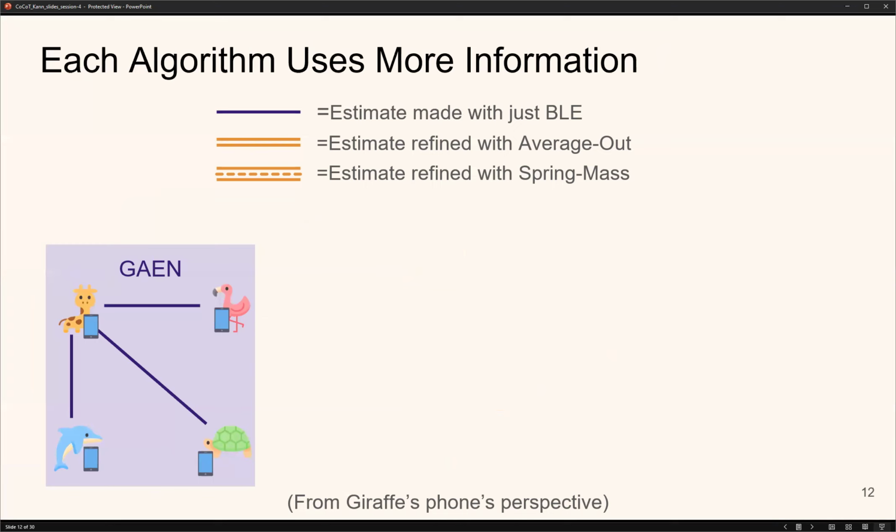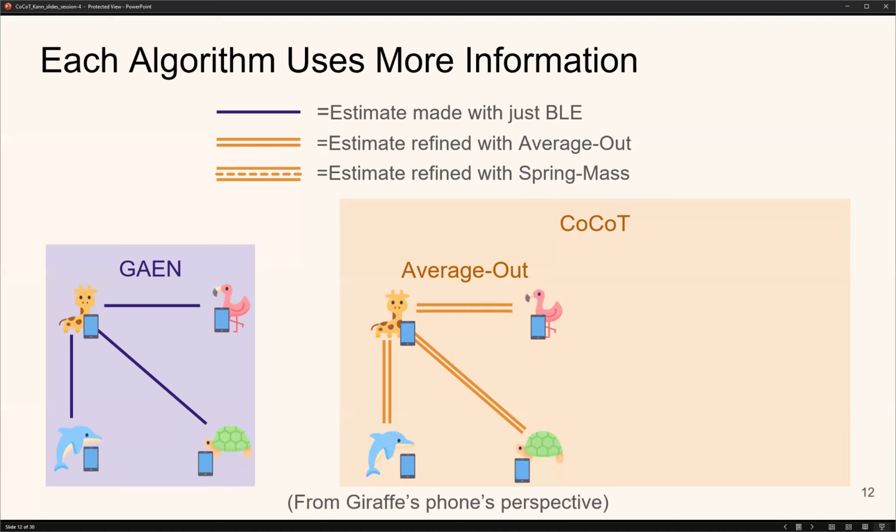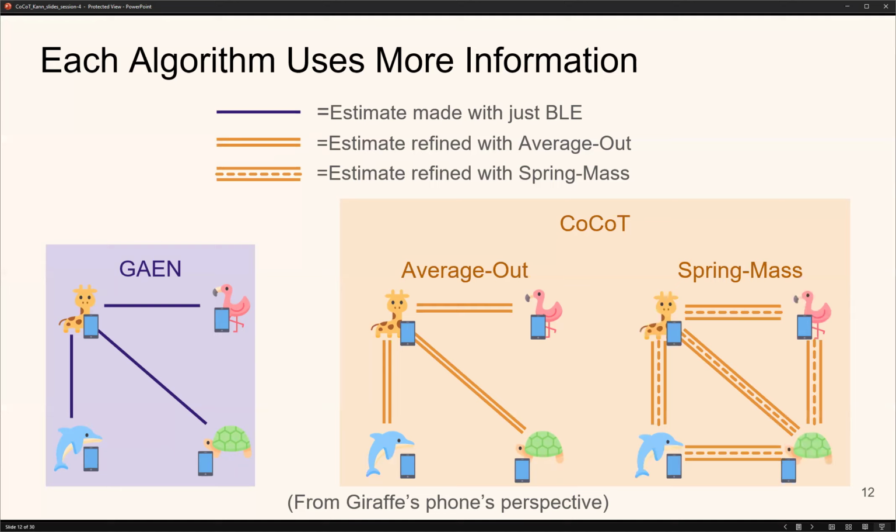So in summary of these algorithms, each of our algorithms uses more information to produce better results. Again here on the left, now annotated with purple, just uses one-way locally derived Bluetooth low-energy distance estimates. In our CoCoT collaborative algorithms, the average out uses a slightly improved 2-way distance estimate, and the spring mass uses an even more improved topological view of all the nearby devices. And the intuition being that each algorithm adds more information and improves the distance estimates accordingly.